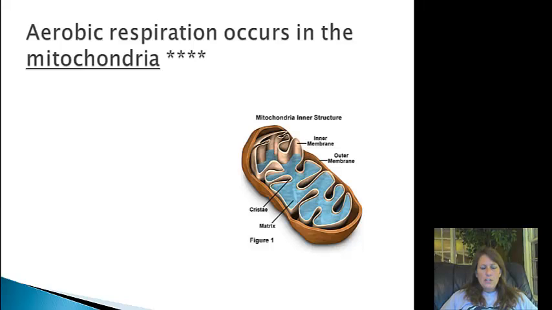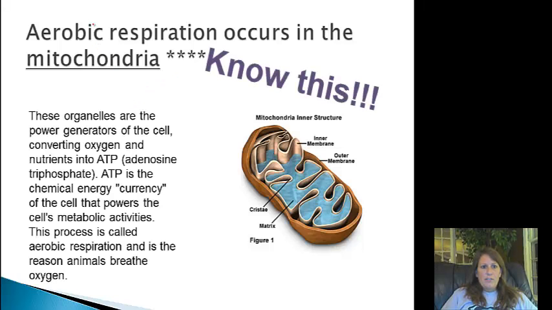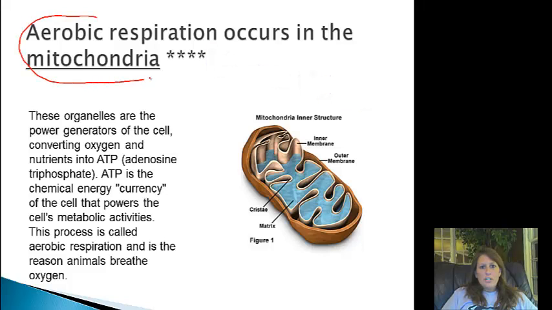Now, if there is oxygen present, it's going to go through aerobic respiration. And this is a big test question right here. Aerobic respiration takes place in the mitochondria. So I'm going to let you read through this. You can always pause.